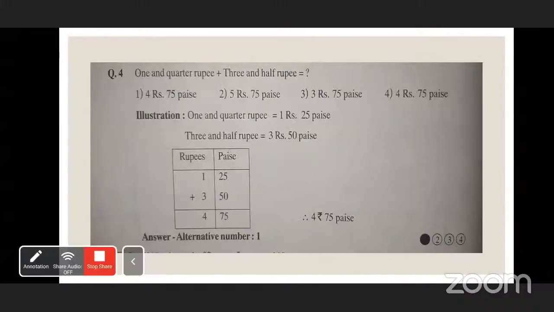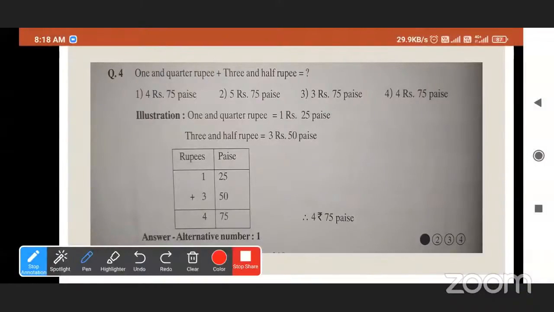See here, 1¼ rupee means 1 rupee and 25 paise. 3½ rupee is 3 rupees and 50 paise. Now we have to do the addition. So the answer is 4 rupees and 75 paise.